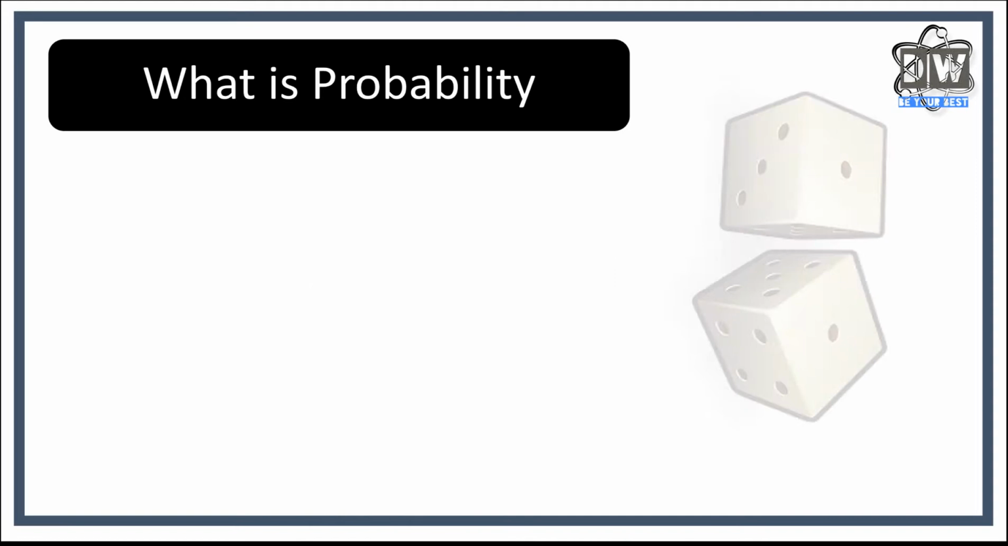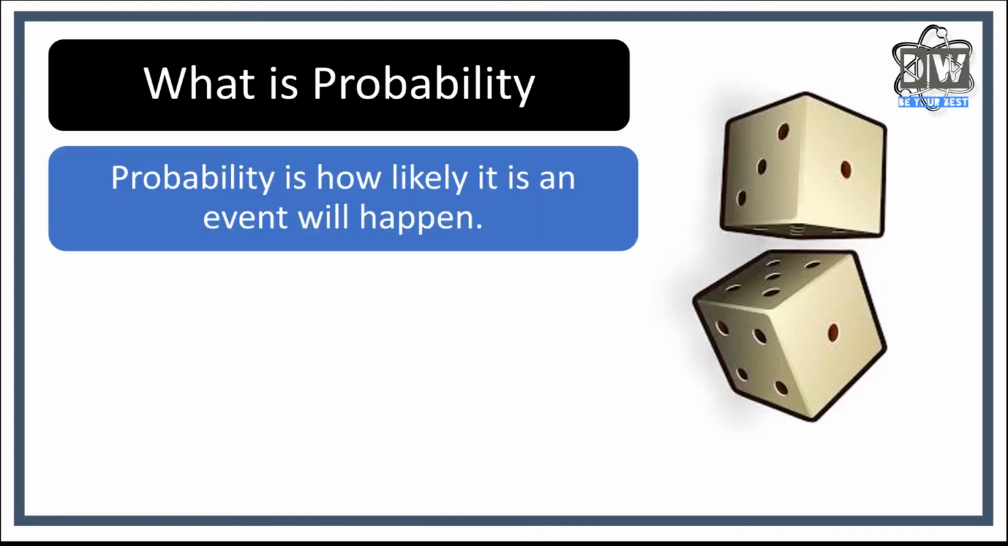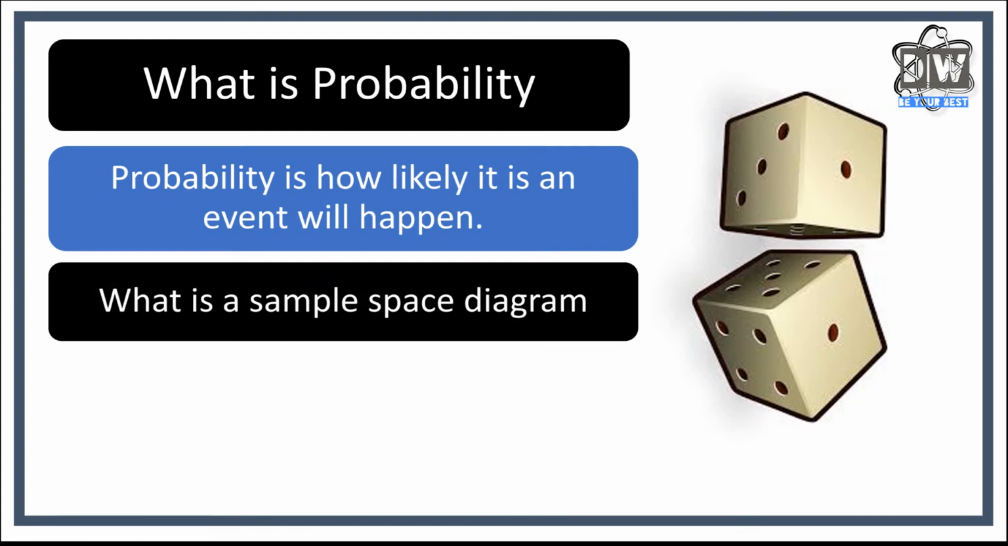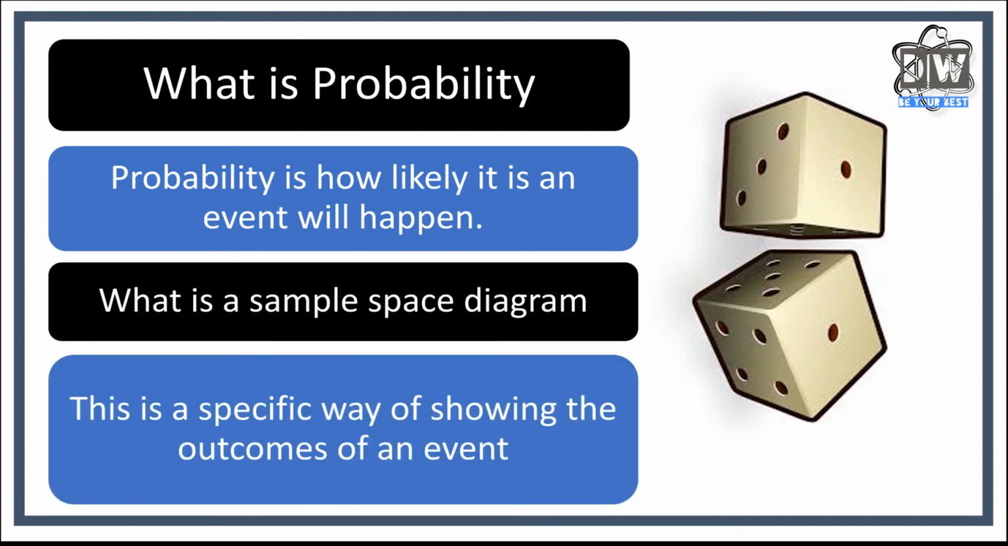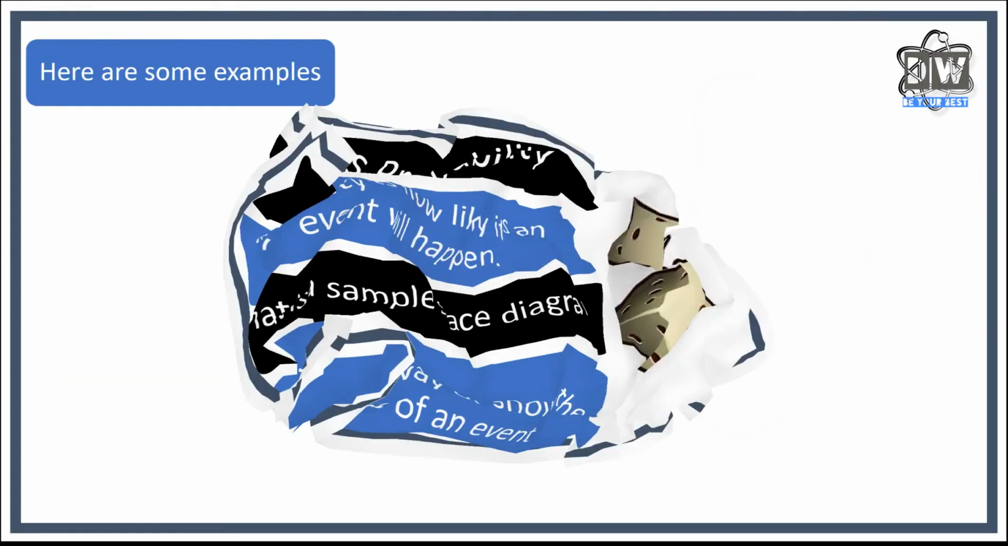What is probability? It's very, very simply how likely it is that an event will happen. And what is a sample space diagram? Well, very simply, it is the specific way of showing outcomes of an event.